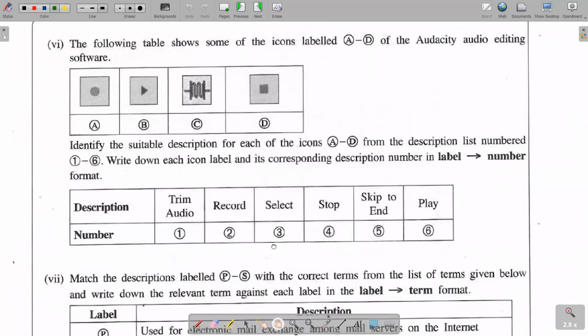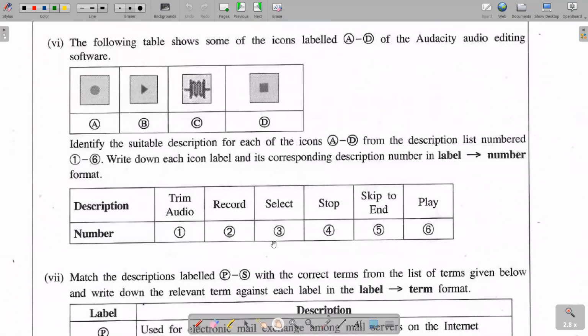It says the following table shows some of the icons labeled A to D of the Audacity audio editing software. Identify the suitable description for each of the above icons from A to D, and write it in label and number format. Label A is there to do what? To stop. That is, A is going to refer with the 4th label. And B is the play button. So B is going to refer with 6.